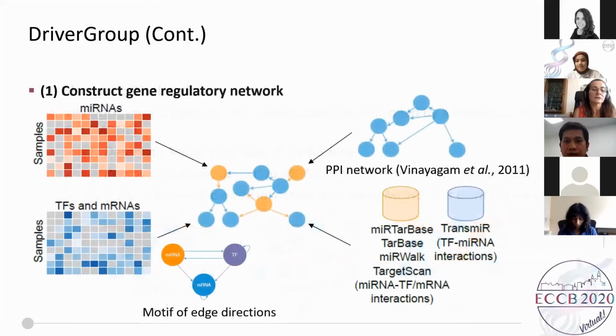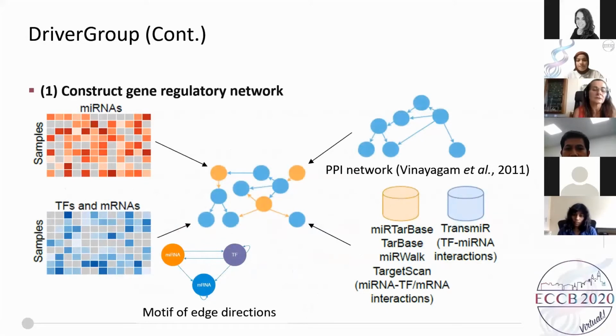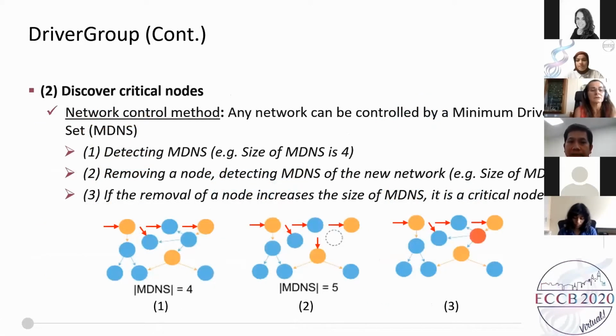Yeah, this one. According to the network control method, any network can be controlled by a minimum set of nodes in the network, and the minimum set that controls the whole network is called the minimum driver node set.